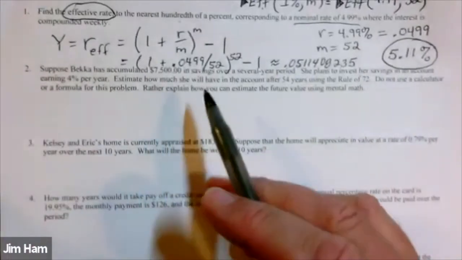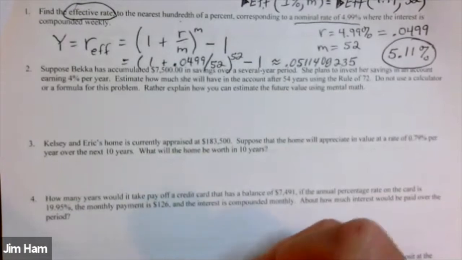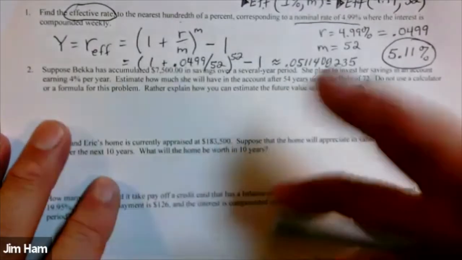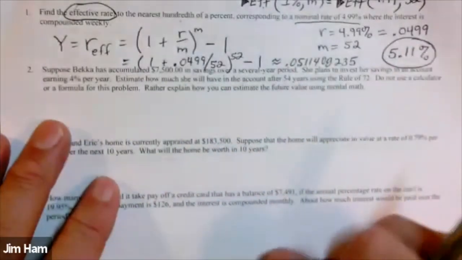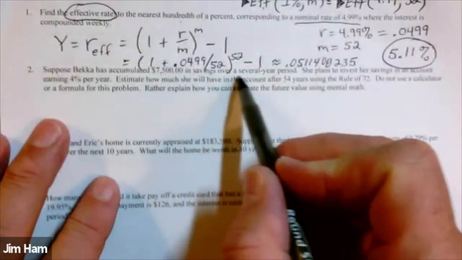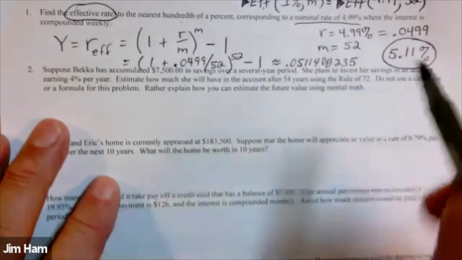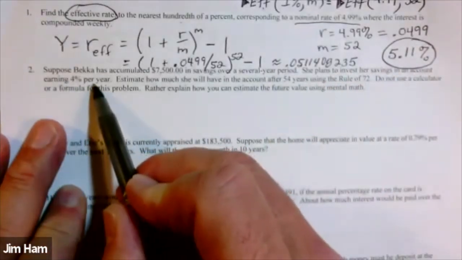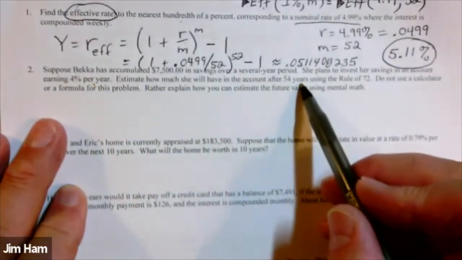It's probably a good idea to read this a couple of times, and along the way, there'll be some numbers that you'll know, oh, that's got to be the I, or oh, that's got to be the T. But there are others that are unclear, like a dollar amount. Is that going to be the payment? The present value? The future value? So Becca has accumulated $7,500 in a savings over a several-year period. She plans to invest her savings in an account earning 4%. Estimate how much she will have in the account after 54 years.